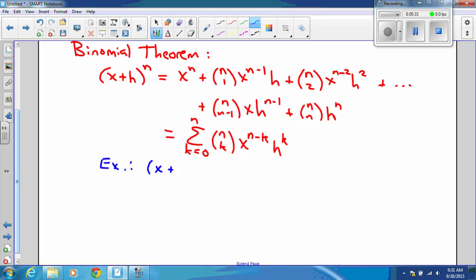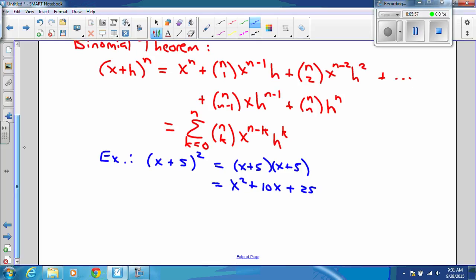So for example, let's say I have x plus 5 to the second power, since we can check that one. According to good old FOIL, which is really just the distributive property, this would be equal to x squared plus 5x plus 5x plus 5 squared.